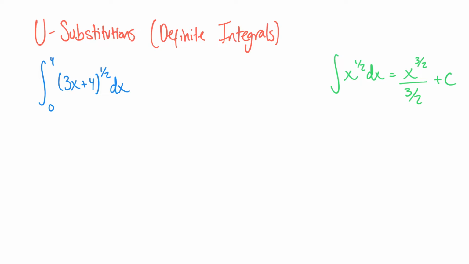Now, I compare this integral with this one, leaving aside the fact that one's definite and one's indefinite, and I realize I need to make a u-substitution. Basically, I need to make all of this equal to u, because I want to have just one variable being raised to the power of 1/2. So very simple, I make u equals 3x plus 4, which means that du is equal to 3 dx. That's going to be my change of variables.